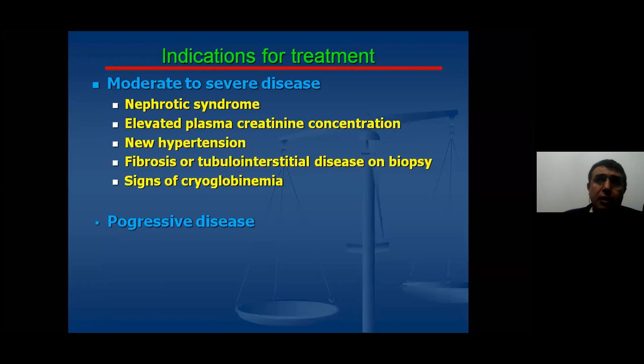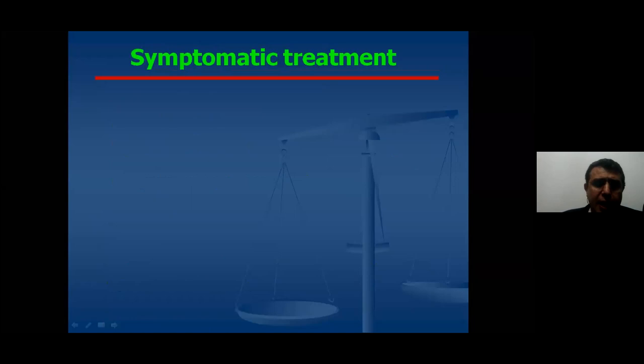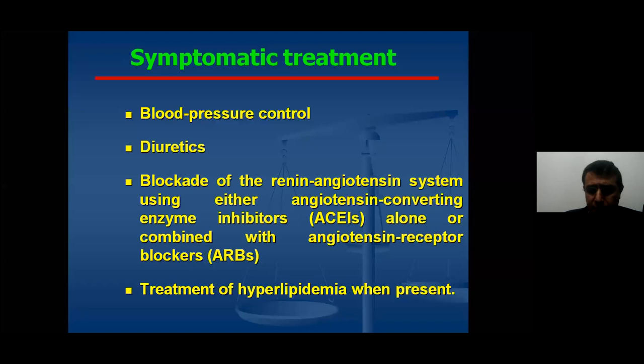Or if I have acute severe disease, such as renal failure with rapidly progressive GN, such as mixed cryoglobulinemia. Symptomatic treatment should be done as in other cases of GN: blood pressure control, diuretics, and of course, ACE inhibitors and ARBs should be used, and treatment of hyperlipidemia when present.